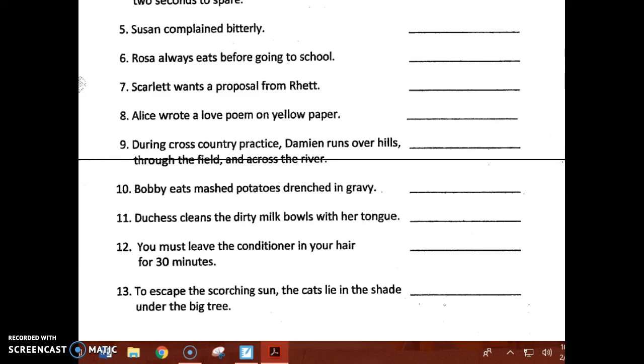Again, through number 9, that line doesn't mean anything. It's something the printer put there. Number 9. During cross-country practice, Damien runs over hills, through the field, and across the river.